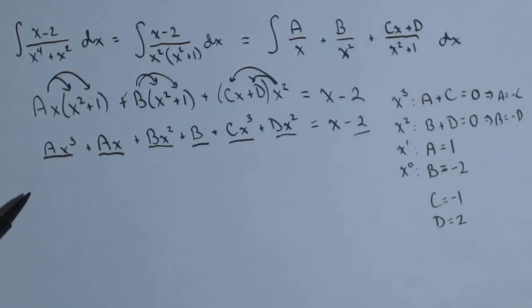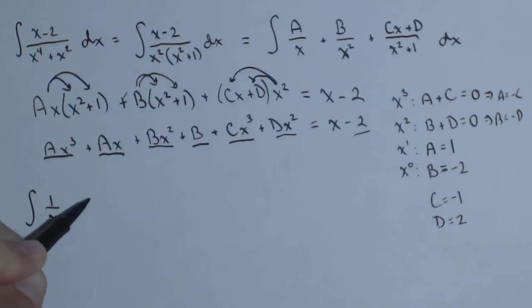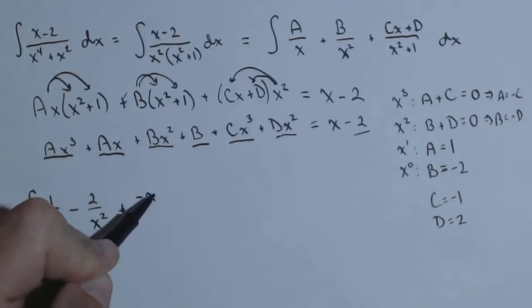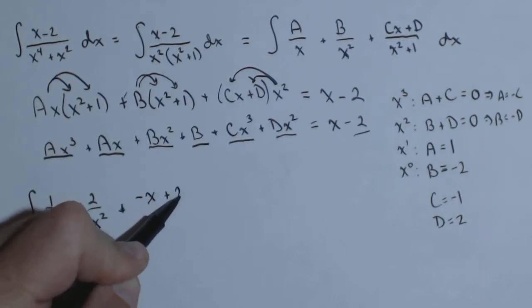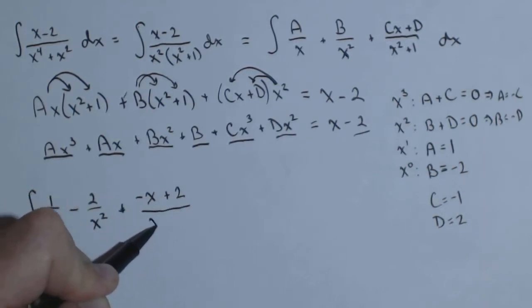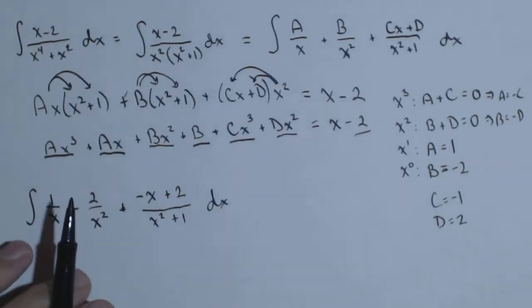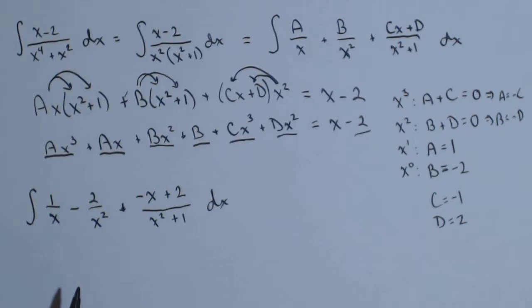So let's see what this will look like, and then we'll see how we're going to compute our integral from here. So a is 1, so we have 1 over x. B is negative 2, so minus 2 over x squared. And then c is a negative 1. I'm going to keep the negative 1 up here for right now. So negative x plus 2 over x squared plus 1 dx. So there is our integral.